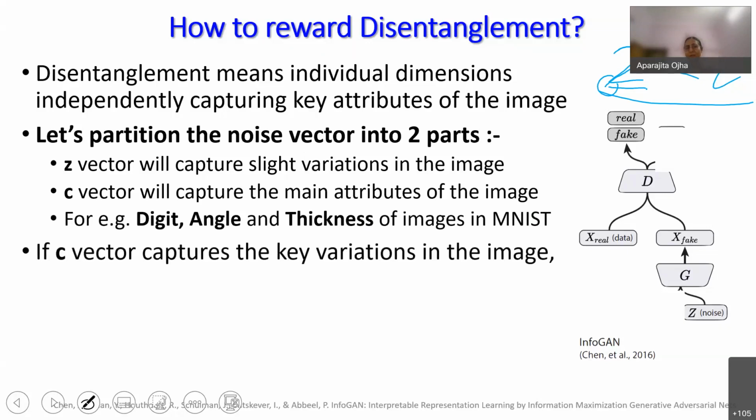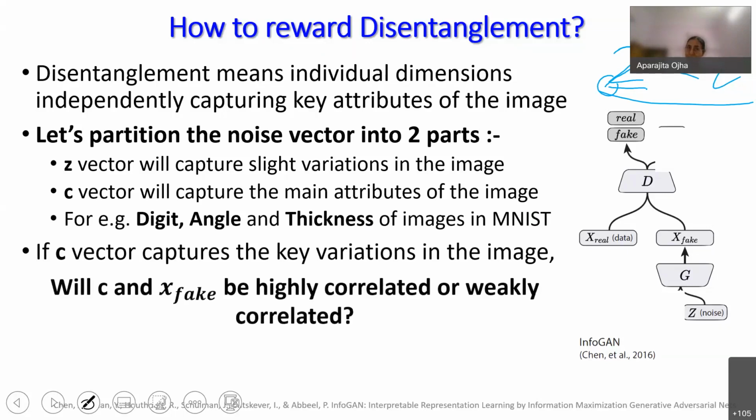If C vector captures the key variations in the image, right, we'll see, will X and the fake model be highly correlated or weakly correlated? That is the question. So instead of this simple noise, I'm doing what? I'm introducing another vector, that is C. It will capture the main attributes and Z will capture slight variations in the image. All right. So this is what is introduced. Instead of Z, I'm putting C and Z together, all right?